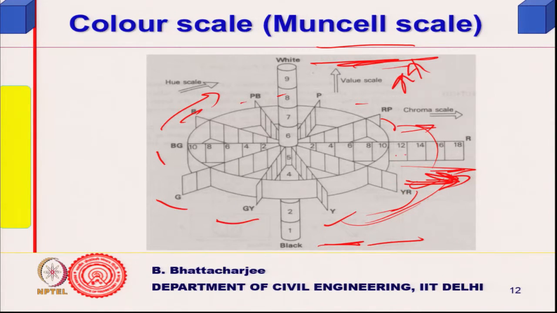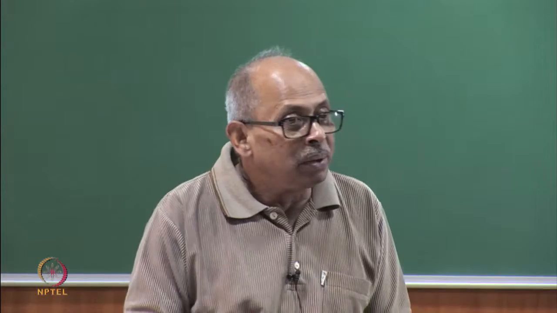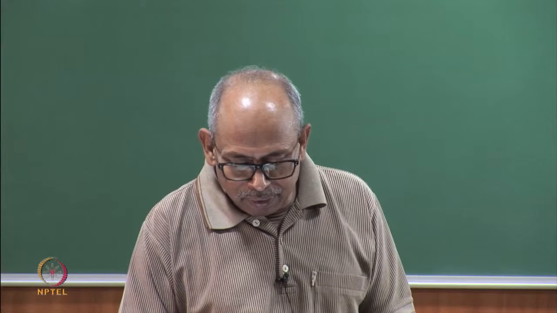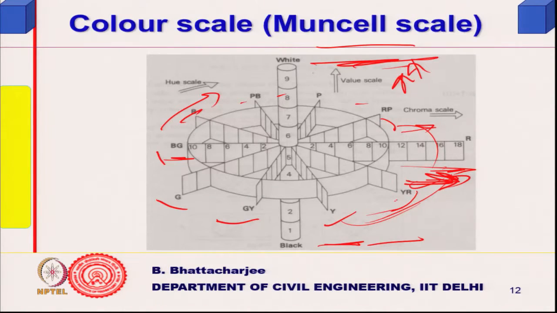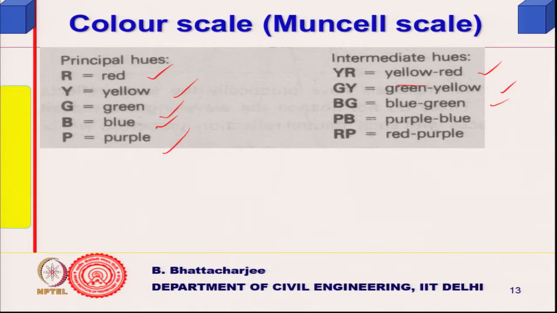So, let us see something more. Chroma can go from very bright, it depends upon brightness. For example, red color can be bright red or less bright red, and there can be reflectivity. So, you define a color in 3 terms. Principal hues are red, yellow, green, blue, purple, and intermediate hues are, as I said on the circular scale, yellow-red, green-yellow, blue-green, purple-blue, red-purple, etc.